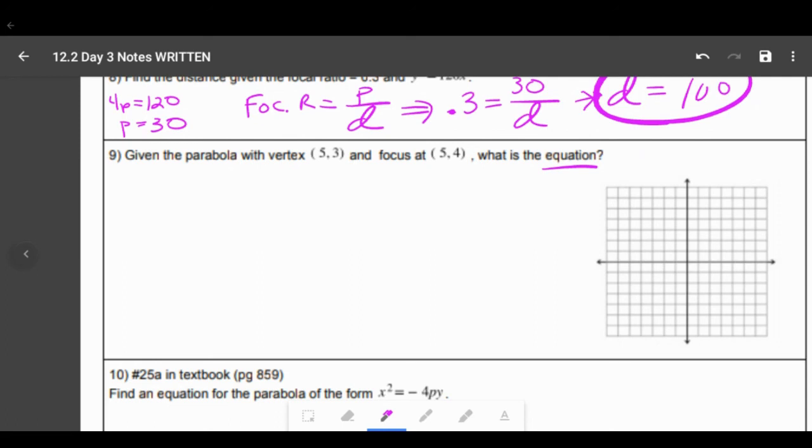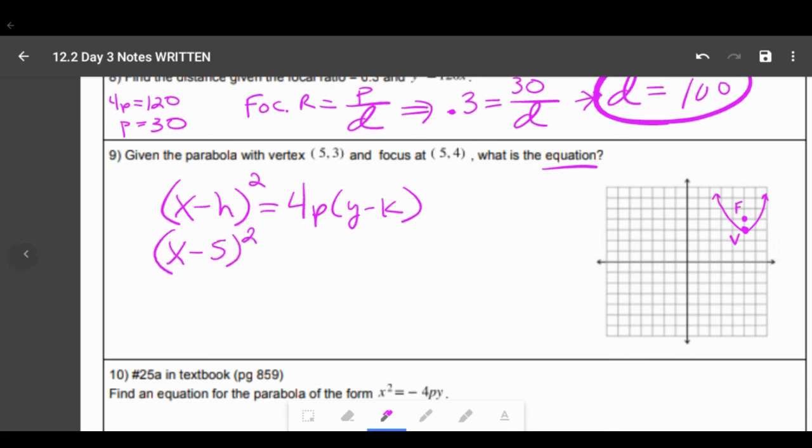So if I go out 1, 2, 3, 4, 5, 1, 2, 3, if I were to put my vertex right there and my focus is 5, 4, so there is my focus. Well, I know, or you should see, that this is opening upwards, right? And since it's opening upwards, we know that our basic equation that you've memorized, x minus h squared equals 4p times y minus k. I'm going to plug my information in. X minus 5 squared equals 4p times y minus 3. Right? And just put my information in there.